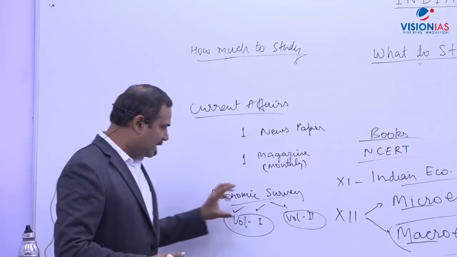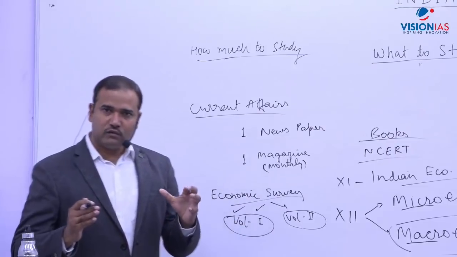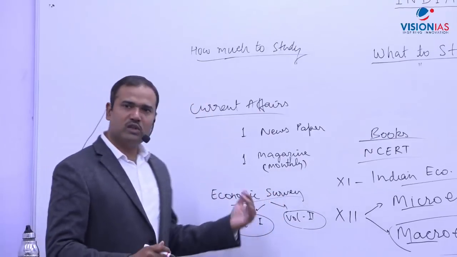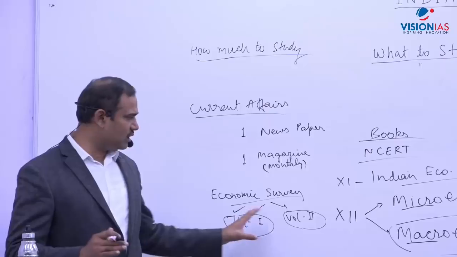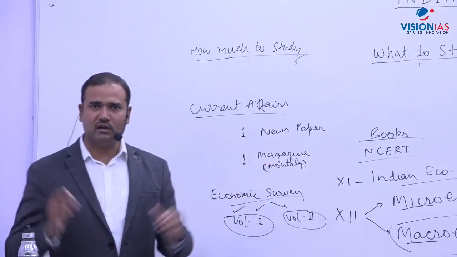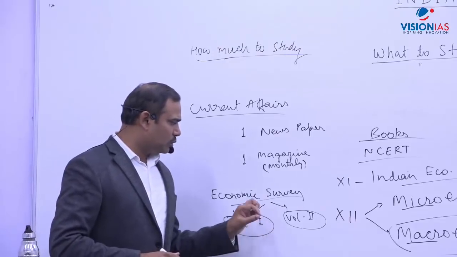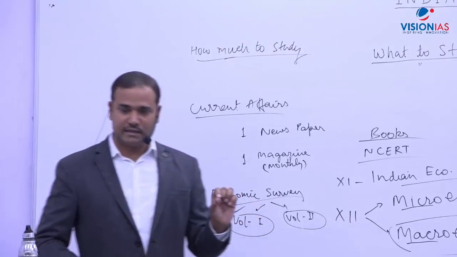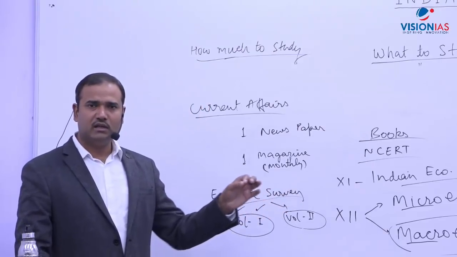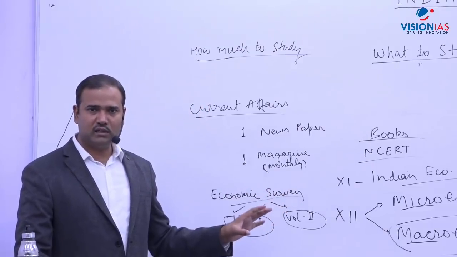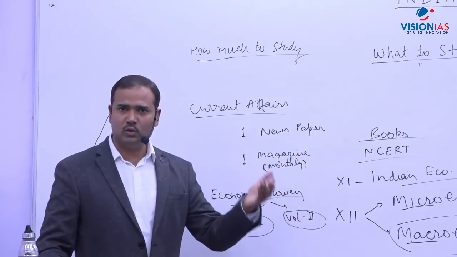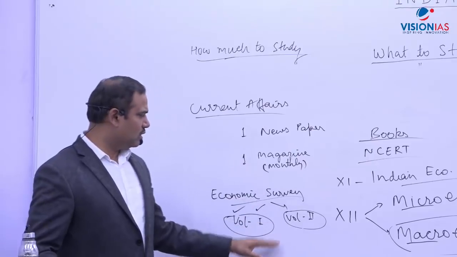Now the Economic Survey is very bulky. One volume is, I think, more than 300 pages. Both are about 700 pages, and the pages are also quite large. So don't study the Economic Survey as such. The best thing is that the Economic Survey is presented just one day before the budget. On 31st January the Economic Survey will be presented, and on 1st February the budget is presented. So wait for some time.